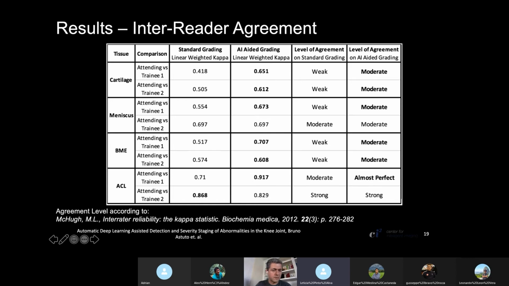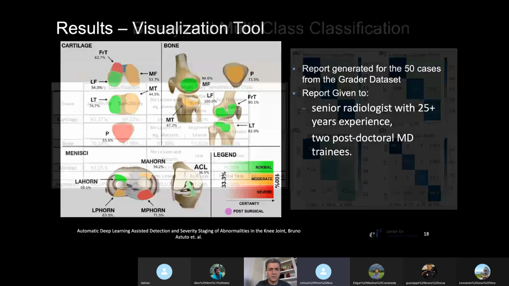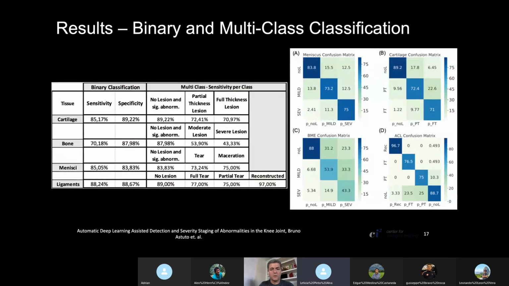Sorry, what metrics are you using here? Dice, Jaccard, IOU? What metrics are being used to compute these numbers? These numbers are simply the class agreement. The class agreement, so it's sensitivity. Some sort of intersection over union, something like that? No. These numbers here are for the classification problem.